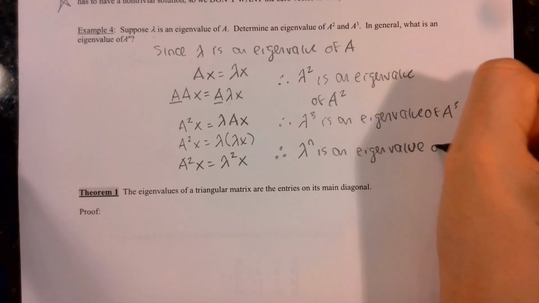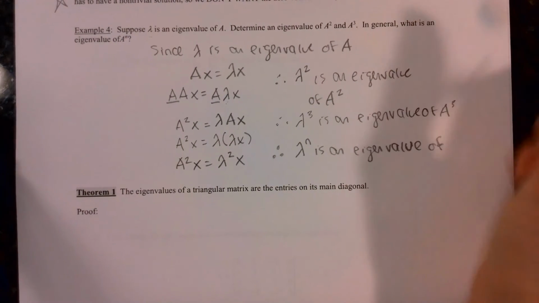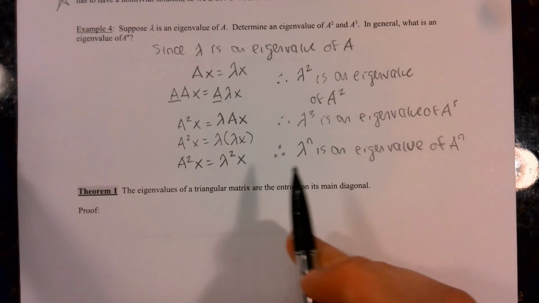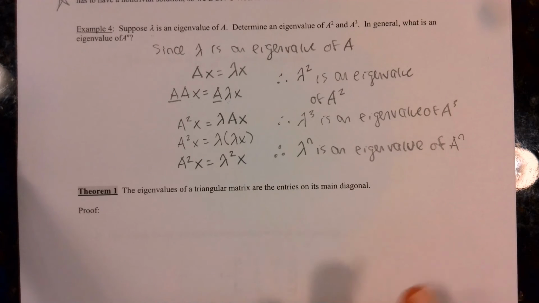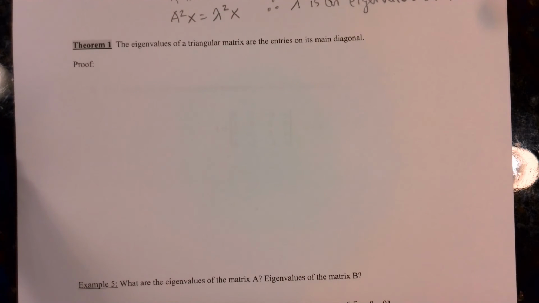Whoop. Now, it may be the only eigenvalue. That's something we'll have to determine next lesson, and how to test that, but it is at least one of the eigenvalues of A to the n. Okay. My teeny proof, to save us time from rewriting, I'm going to use my field notes and just kind of talk through it.